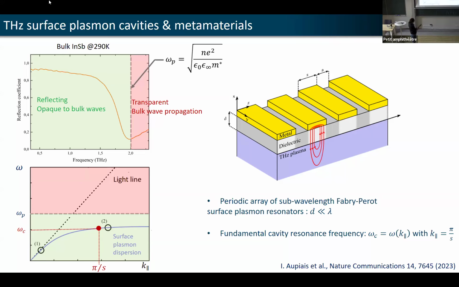So these are like periodic arrays of sub-wavelength Fabry-Perot cavities. The thickness here is very small compared to the terahertz wavelength. And the way we tune the resonance, we can tune it geometrically to start with. It's a little bit more complicated than this, but I simplify. You have the surface plasmon dispersion relation. You just put a stripe of gold of, let's say, width S. This gives you a momentum here, and you look on your dispersion relation, and you have the frequency of your cavity. Just put boundary conditions.